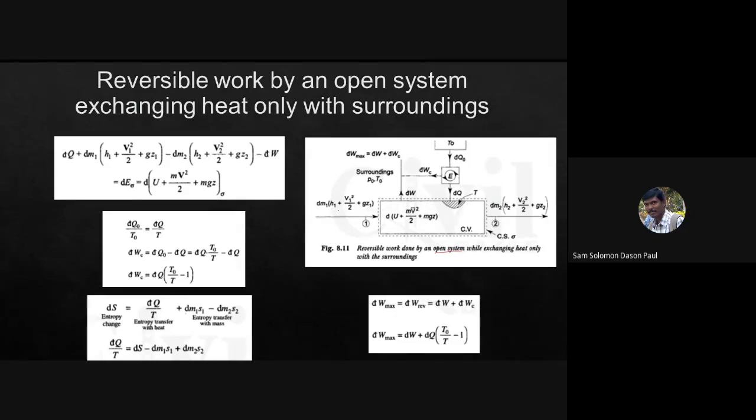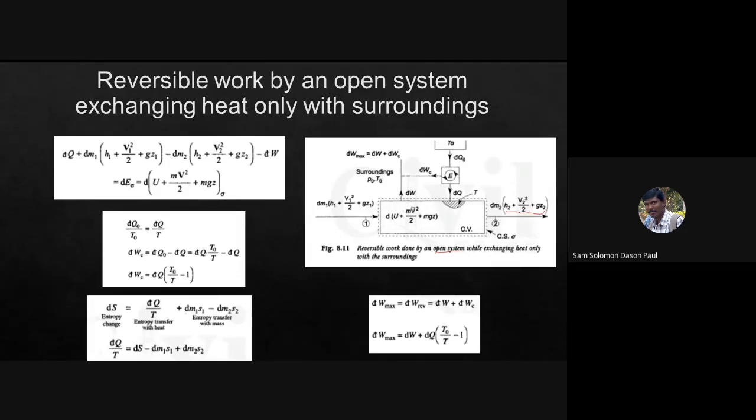H1 is the enthalpy at the entry. V1 squared by 2 is the specific kinetic energy at the entry. g z1 is the specific potential energy at the entry. The same holds good here also, so this is the enthalpy, specific kinetic energy, and specific potential energy at the exit. Okay, and you are receiving dq amount of heat into the device, and the device is giving out dw amount of work.